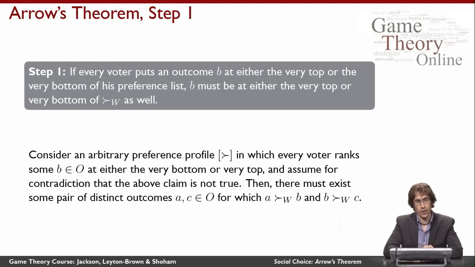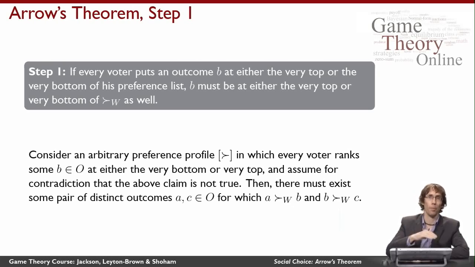So first of all, here's what I want to claim. Sounds like a strange thing to claim, but it'll get us where we want to go. If every voter ranks some outcome B either at the very top of his preferences or at the very bottom of his preferences, then it must be that the social welfare function also puts B either at the very top or the very bottom. So let me draw kind of a picture of this.